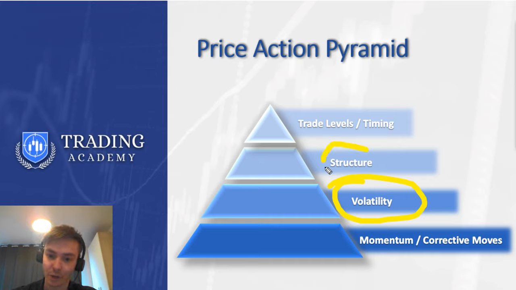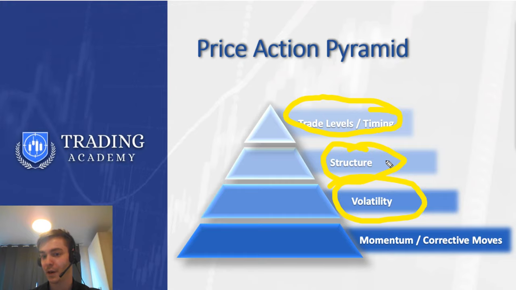And third one is structure. Let's say after we spot momentum and volatility, then we go to the structure, and we need to be sure that we go to the zones which are, let's say, logical. We cannot go, for example, against some high time frame zone from a low time frame chart. And let's say the top of the pyramid is trade levels and timing. This is the last thing, and it's actually our trade when we enter the market at the exact time.